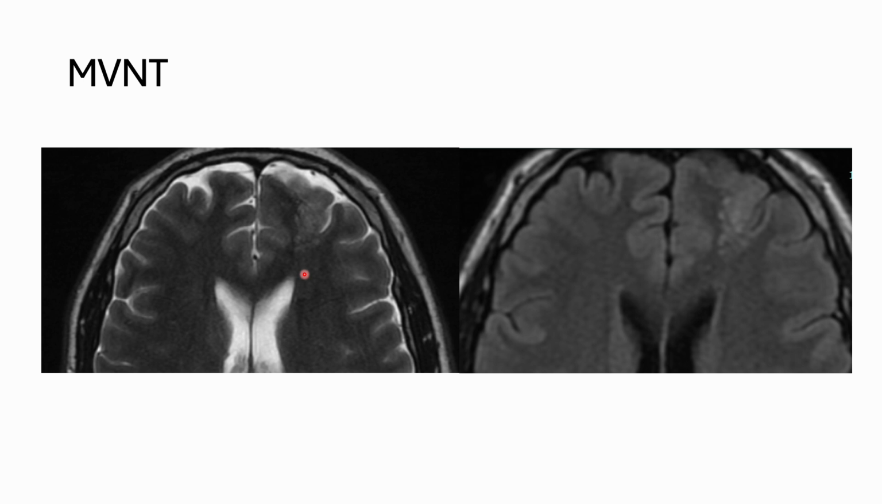MVNT, multinodular and vacuolating neuronal tumor: a cluster of microcysts, subcortical or juxtacortical, that don't suppress on FLAIR, so they will look hyperintense on FLAIR, and they are a low-grade tumor. Leave-me-alone lesions, they call them, or don't-touch lesions. They don't do anything.